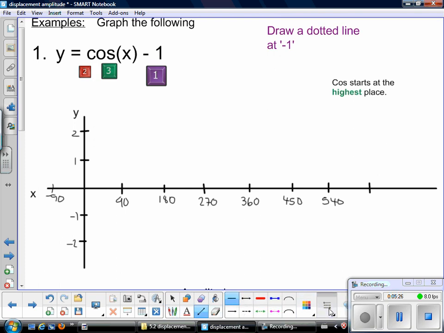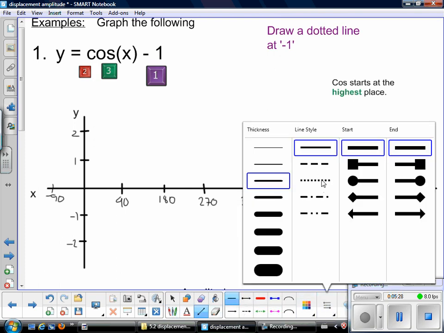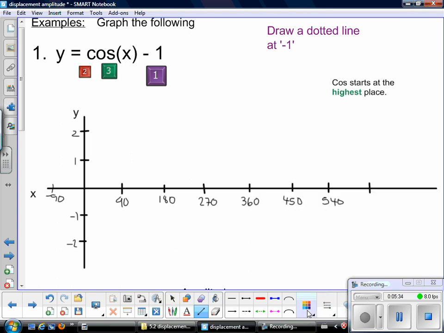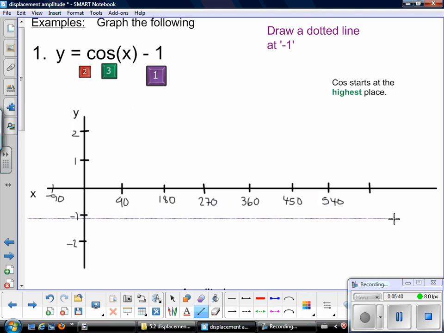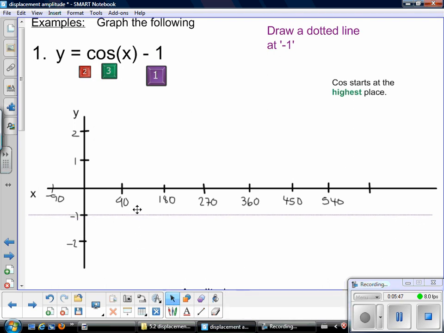One of the beautiful powers of this is we can make a dotted line. Now obviously I'm going to use a color because I can. So I'm going to use purple just because I want to use purple. So I actually have a dotted line that goes across there, and that becomes the middle of my graph.